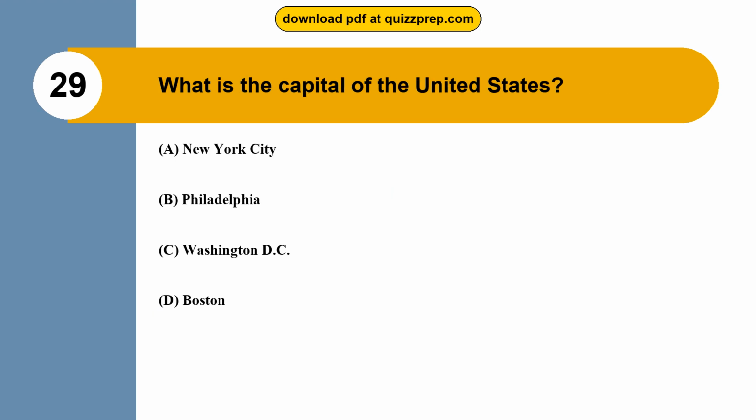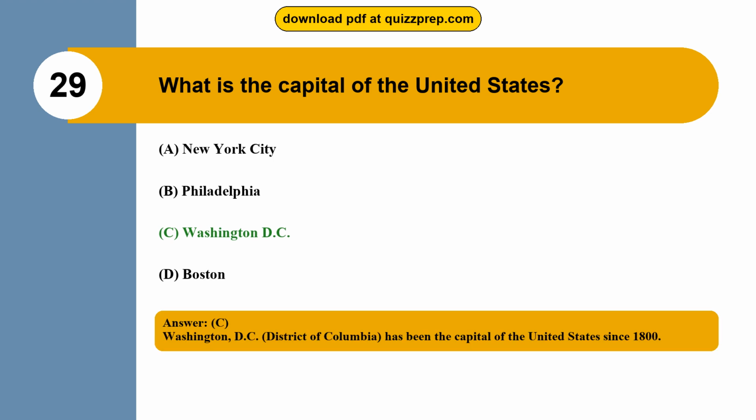Question 29. What is the capital of the United States? Option A, New York City. Option B, Philadelphia. Option C, Washington, D.C. Option D, Boston. The correct answer is option C, Washington, D.C. Washington, D.C., District of Columbia, has been the capital of the United States since 1800.